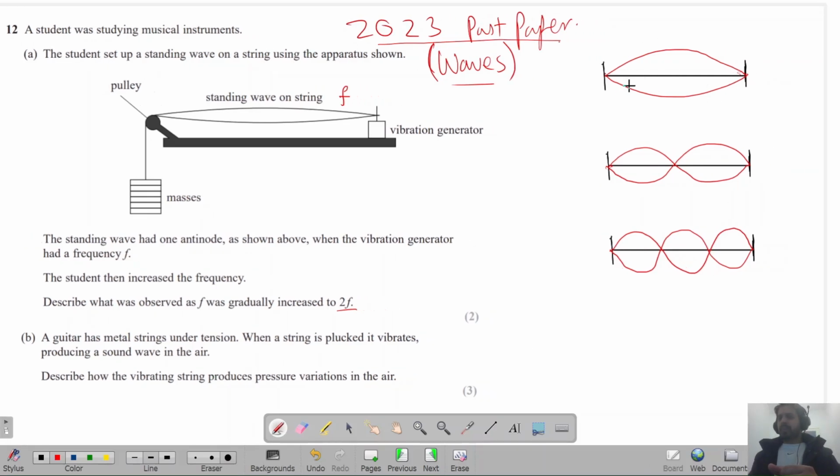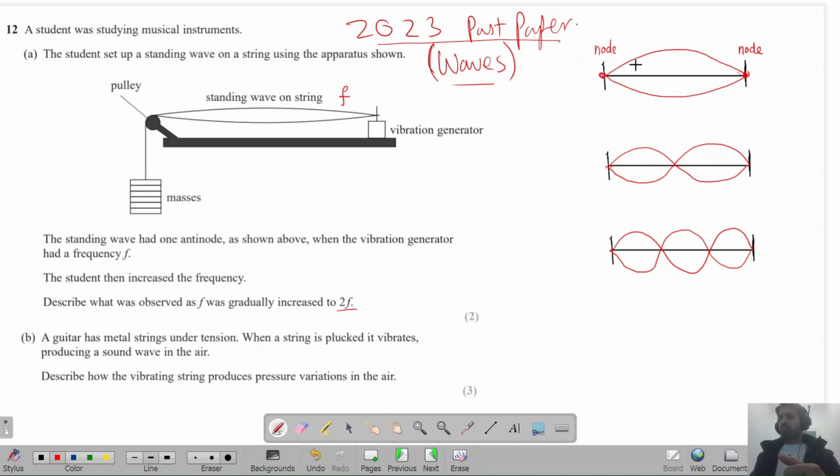What you have to remember is that if you have a string which is fixed at both ends, there will always be a node at the point which is fixed. So this point is fixed, you can see we have a node here, and this point is fixed, so we must have a node here. Once you understand this, that I have to draw a node at the fixed end of the string, then you can easily make the first basic frequency, second frequency, and third frequency for a standing wave. So this is the first frequency.